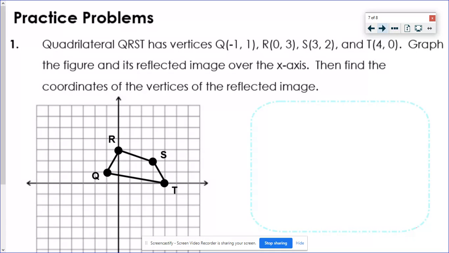So we could even start with that one right here, reflecting. If I would fold over the x-axis, T prime would stay right there. So that's also going to be T prime. Okay. S is 2 units above, so I would go 2 units below. R is 1, 2, 3 units above, so 1, 2, 3 units below gives me point R prime. And then Q is only 1 unit above, so 1 unit below.